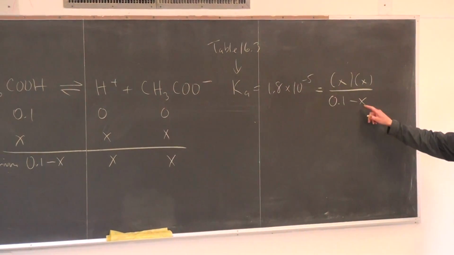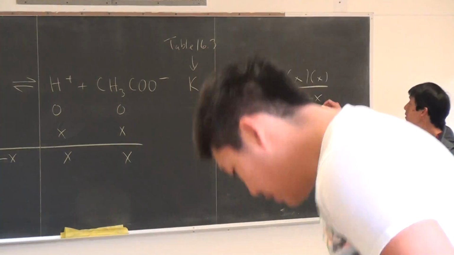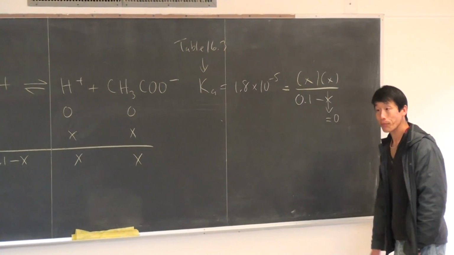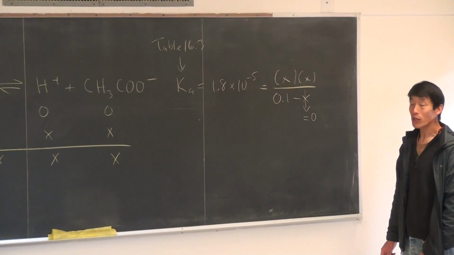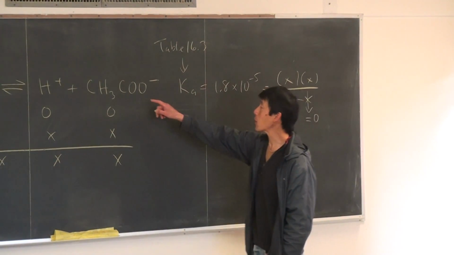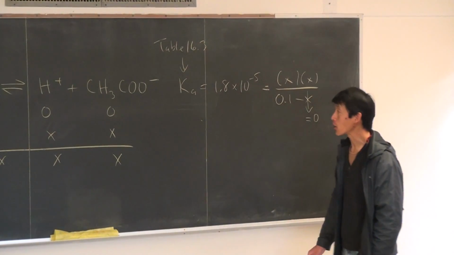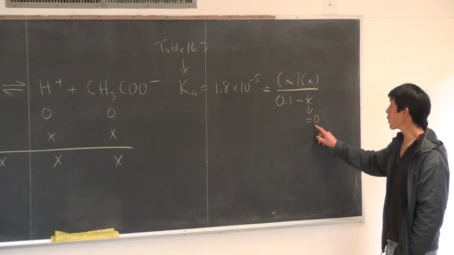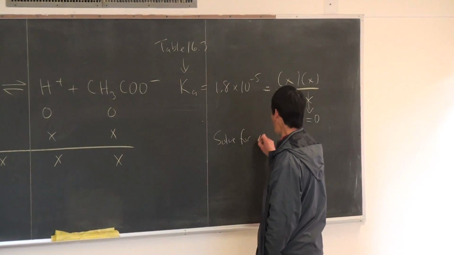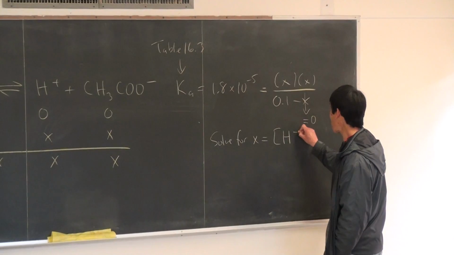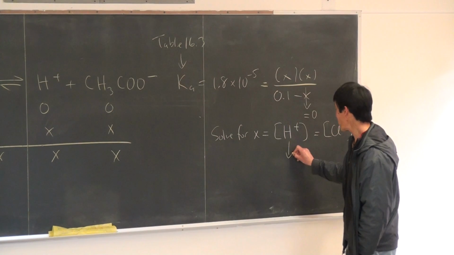In this case, can we assume that x in the denominator is equal to 0? Yeah, and we can do this because we've got a very small Ka value. This tells us that the extent of this equilibrium reaction is very, very small. In other words, not much of the acetic acid is going to be dissociated into ions. This simplifies the equation, and we solve for x. That x is equal to the H plus concentration, which is also equal to the CH3COO minus concentration. Then from here we can calculate the pH.